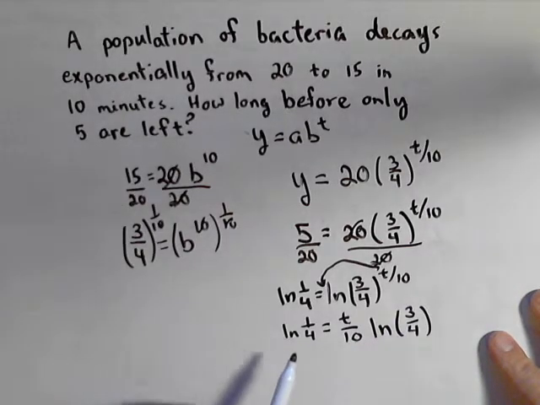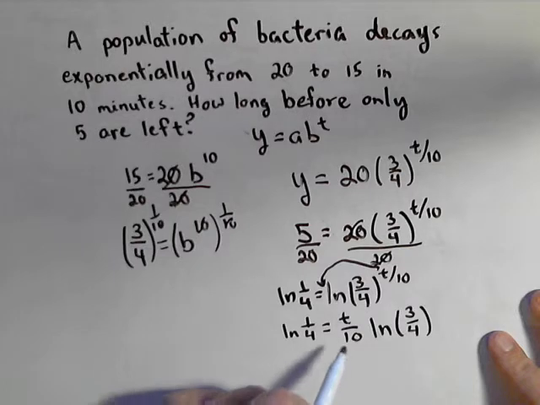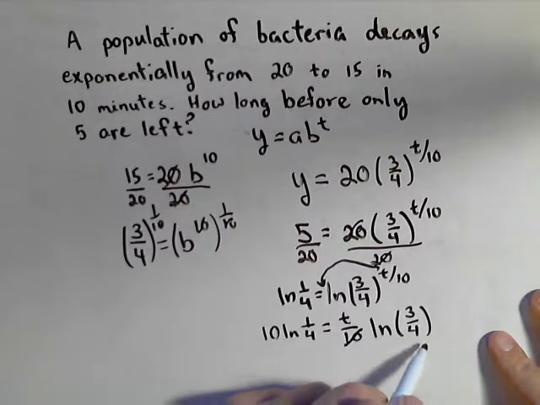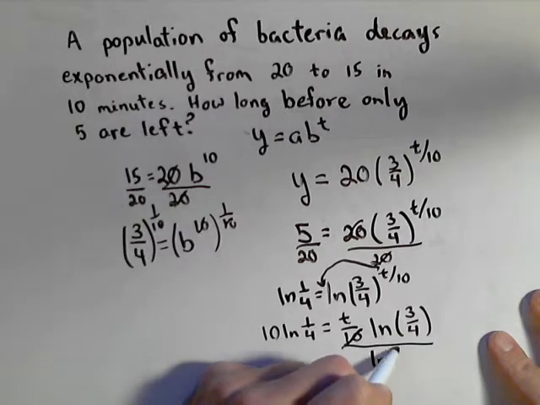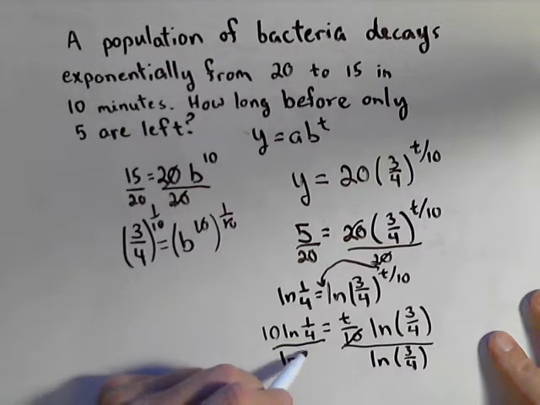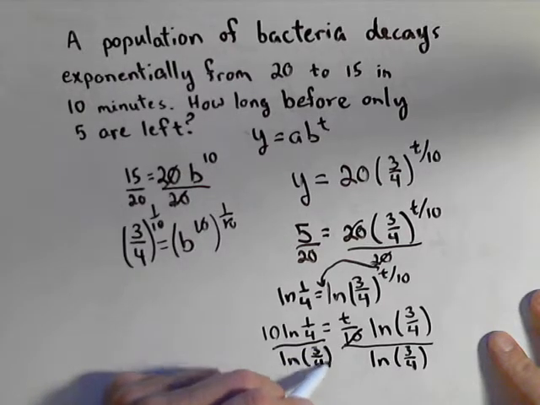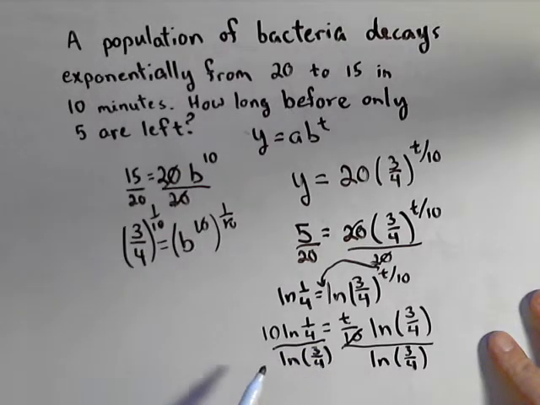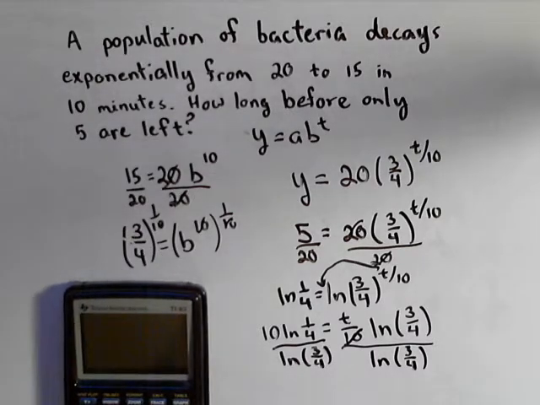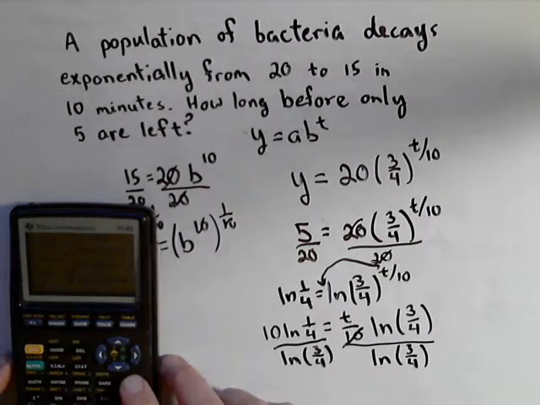Alright, not much left to do to solve. I'm going to multiply both sides by 10, so that'll cancel the 10 out over here, and divide both sides by ln of 3/4. And I've got how long. Now typically we're not going to leave an answer like this, because who wants to hear that's how long something's going to take? Let's get it into a number that we can work with.